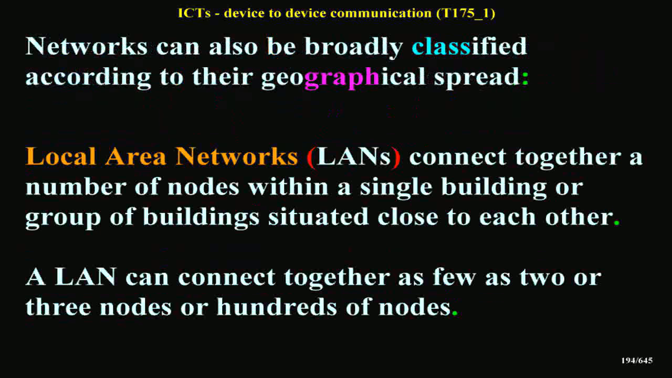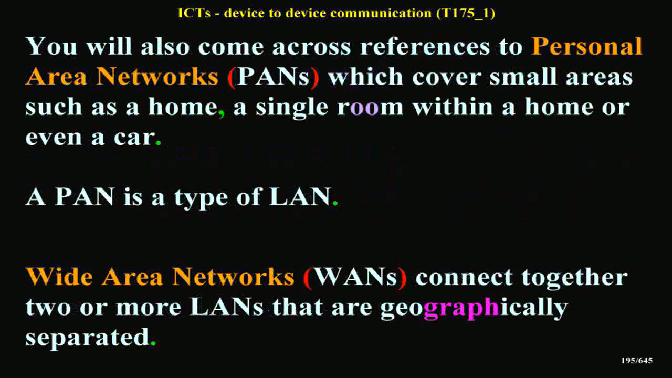Networks can also be broadly classified according to their geographical spread. Local area networks, LANs, connect together a number of nodes within a single building or a group of buildings situated close to each other. A LAN can connect together as few as 2 or 3 nodes or hundreds of nodes. You will also come across references to personal area networks (PANs), which cover small areas such as a home, a single room within a home, or even a car. A PAN is a type of LAN.